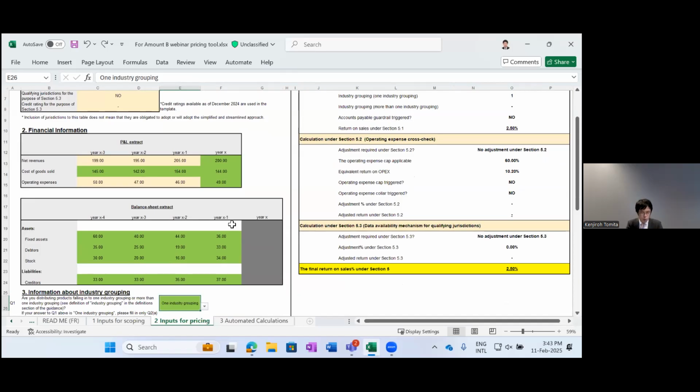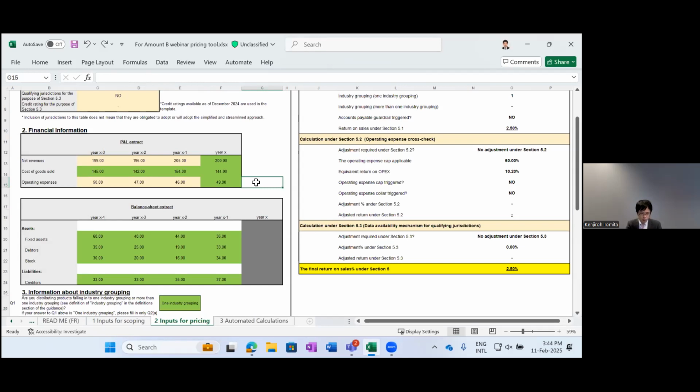A practically important point is that the segmentation of OAS is not required even when you are distributing products falling into more than one industry grouping. Just make a distinction. As I said, if you're carrying out non-distribution activities, they should be segmented out. But if you are only engaging in in-scope transactions, distributing multiple products falling into multiple industry groupings, then segmentation is not required. That is made clear in the Amount B guidance.